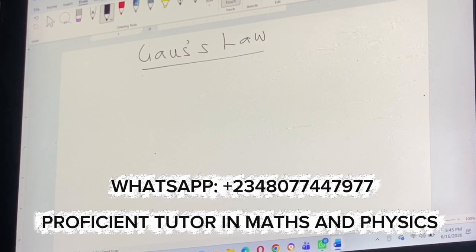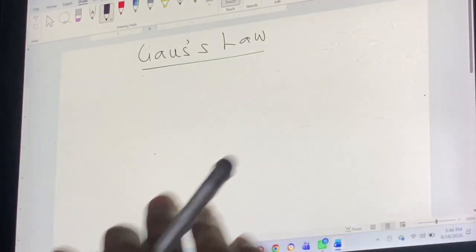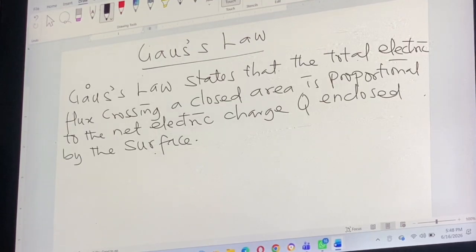Please write. Gauss' law states that the total electric flux crossing a closed area is proportional to the net electric charge enclosed by the surface. Let's represent this statement in a mathematical form.